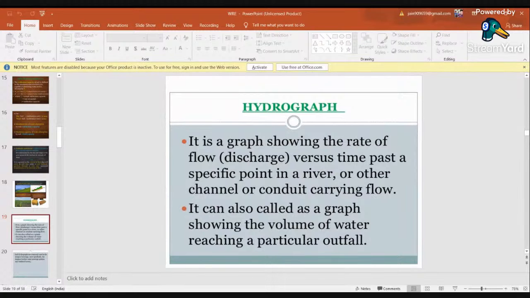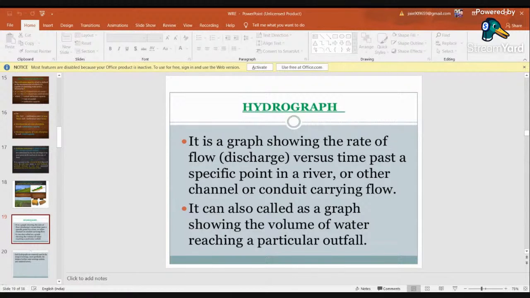Then the next topic is hydrographs. Now, what are hydrographs? A hydrograph is a graph showing stage, discharge, velocity, or other property of water flow with respect to time.